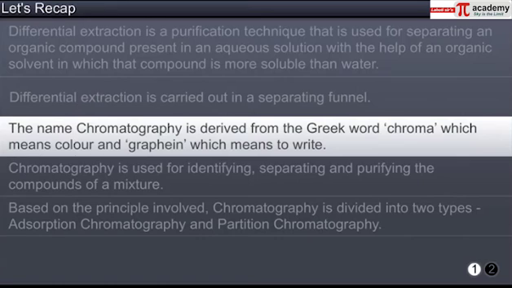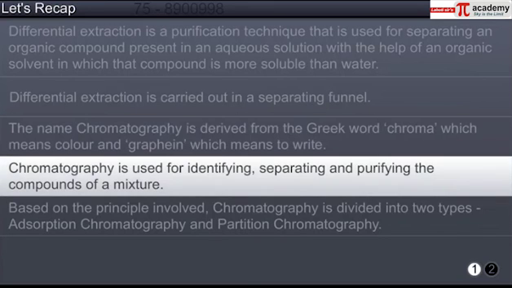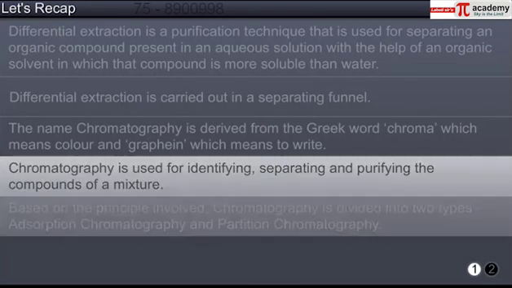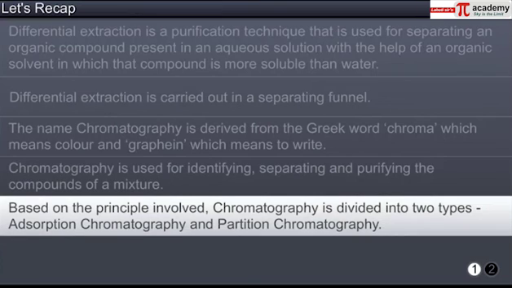The name chromatography is derived from the Greek word chroma, which means color, and graphein, which means to write. Chromatography is used for identifying, separating, and purifying the compounds of a mixture. Based on the principle involved, chromatography is divided into two types: adsorption chromatography and partition chromatography.